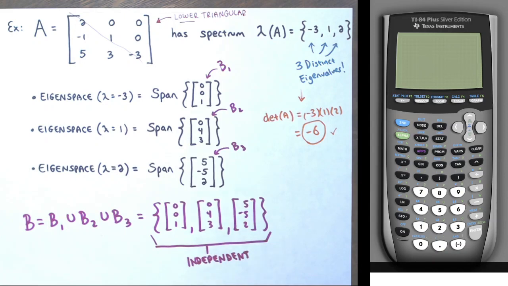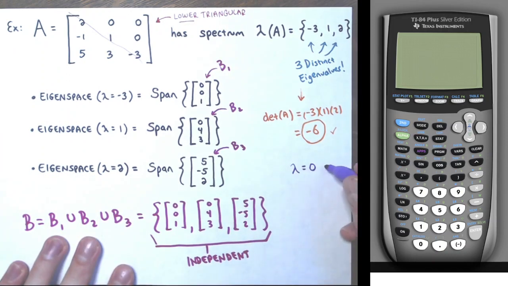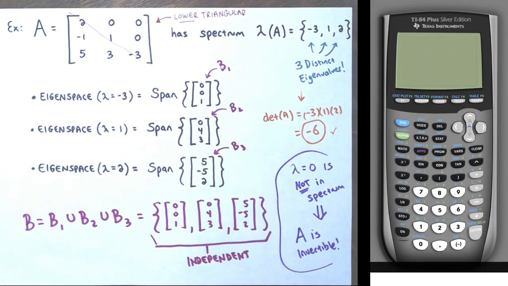And then statement 5 is that the matrix is invertible if and only if 0 is not an eigenvalue. And again, 0 is not in the spectrum. It's not an eigenvalue of this matrix. So this matrix is invertible. And you can find the inverse, but I'm not going to go into that right now. Wonderful.